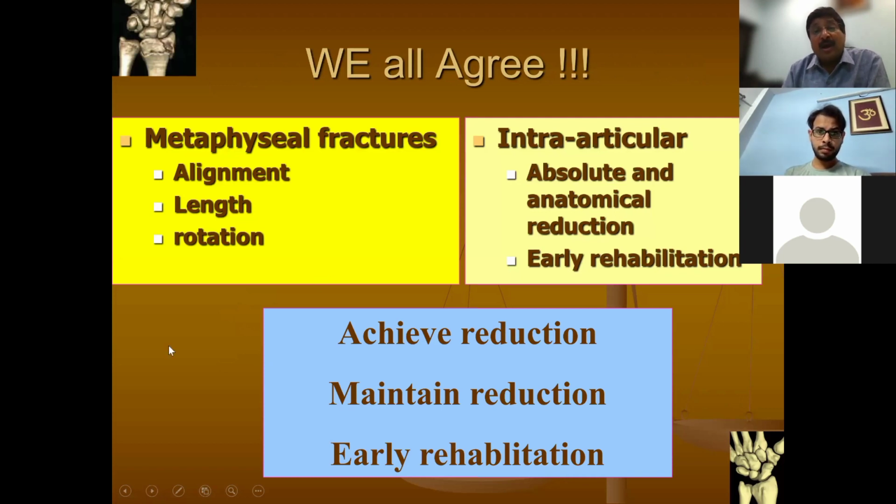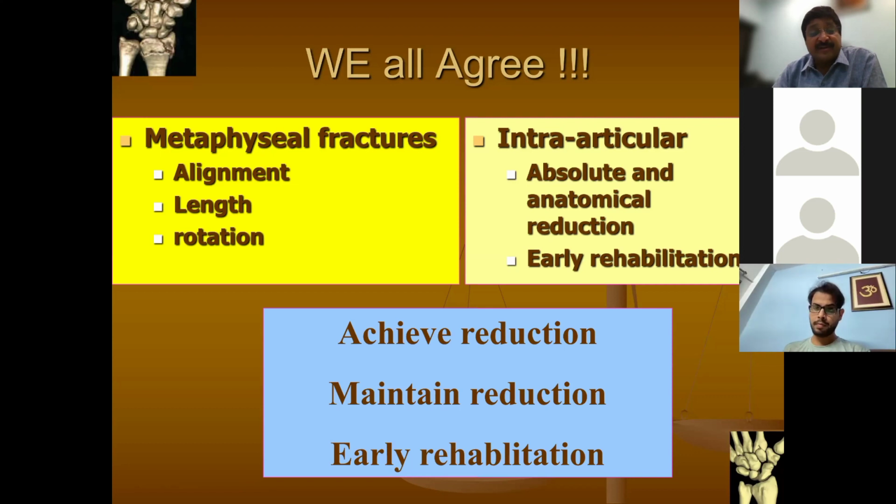Before we start, we must all agree on a few things. In metaphyseal fractures, the alignment is important. Length should be maintained, and there should not be any rotational malalignment. For intra-articular fractures, I must say that absolute and anatomical reduction is a must, and there should be early rehabilitation so that we can have good functional results.